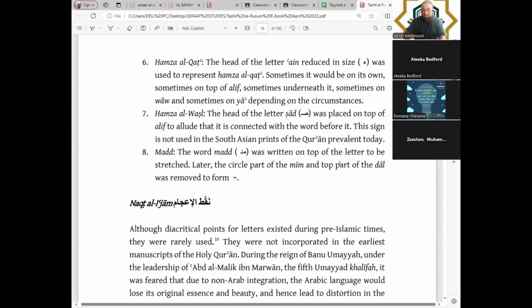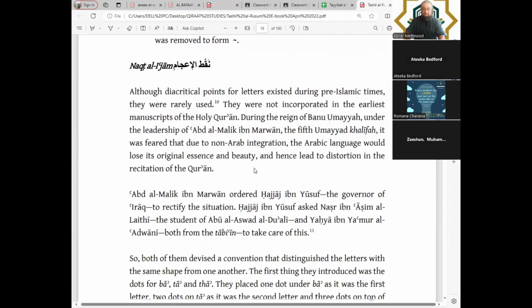Again, mad as well. Used to see it like that, but the circle part of the meem was taken away and the top part of the dal was removed to form this. So you'll see this sign in some Mus'hafs as well. Okay.